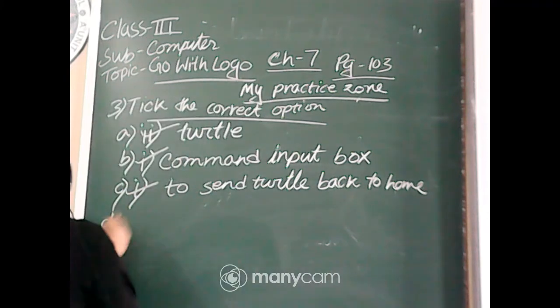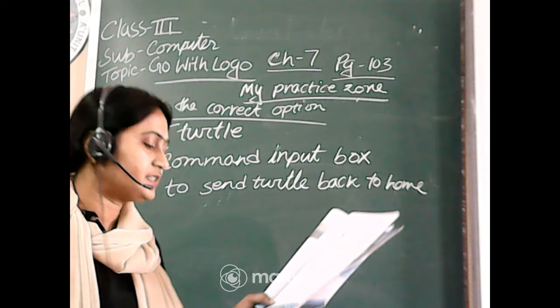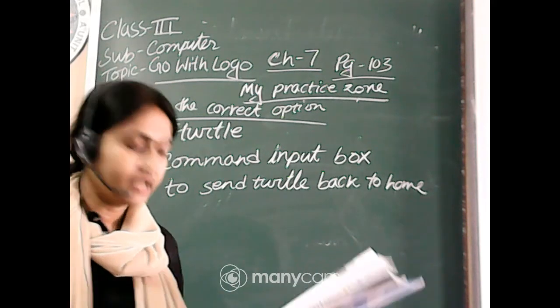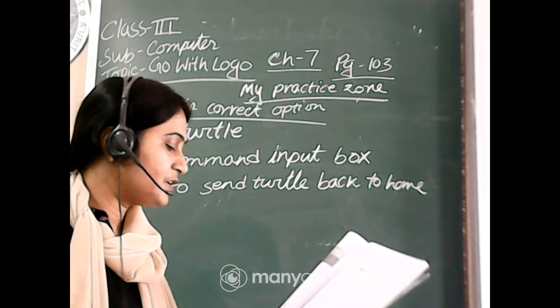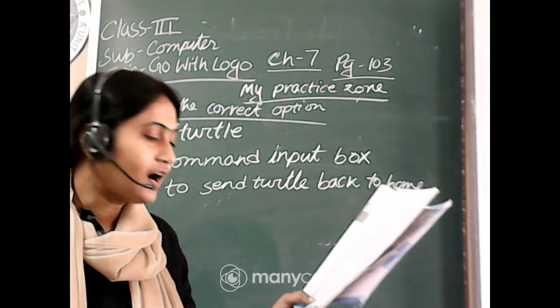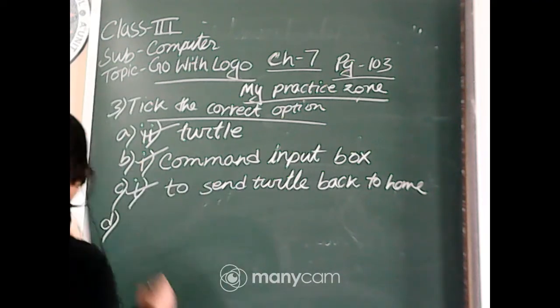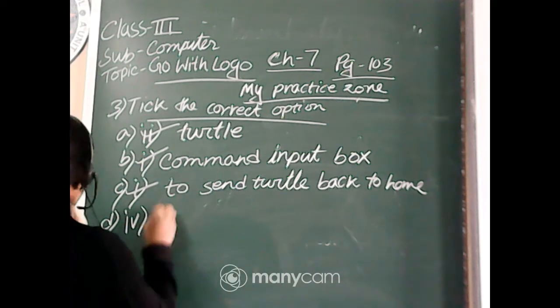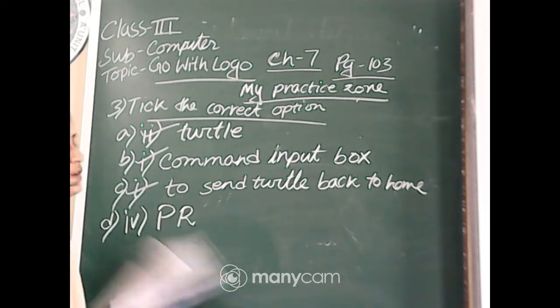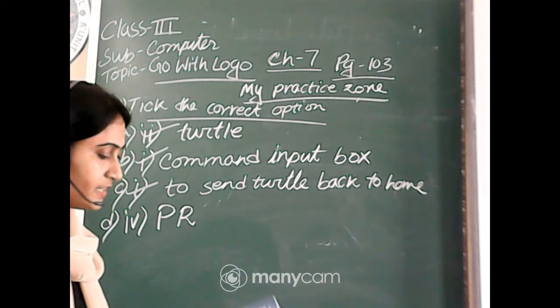Next, number D. The primitive used to print the text in the commander window is PR. The primitive used for the print command is PR. Option 4 is the correct answer. The full form of PR is print. Now turn over to the next page.